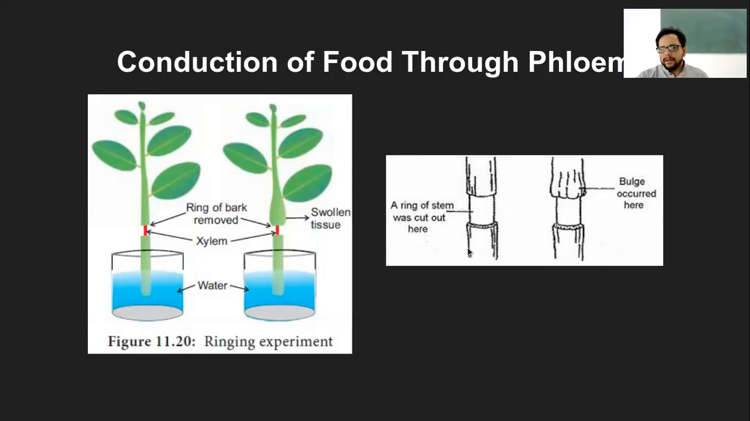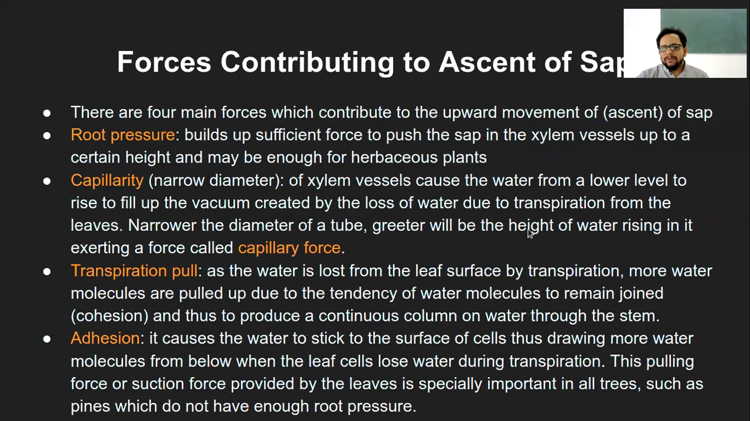So that was the last experiment. Now the last topic of this chapter is the forces which contribute to the ascent of sap. Ascent is nothing but the upward movement. We know that ascending movement, right? That is what ascent is, the upward movement of the cell sap.